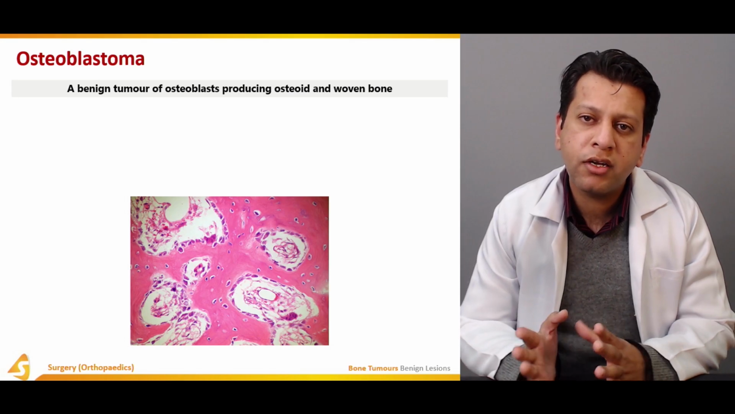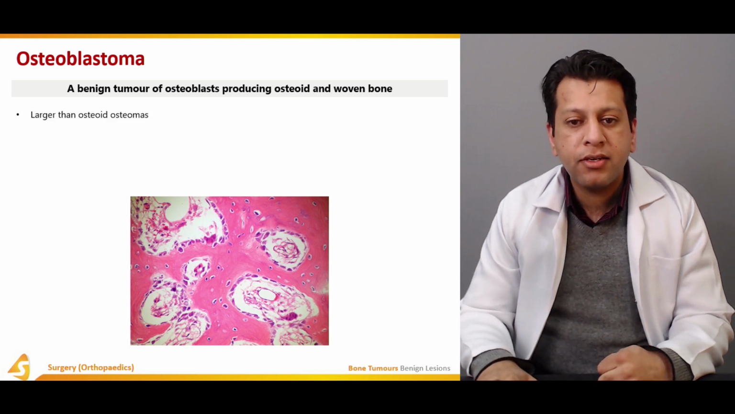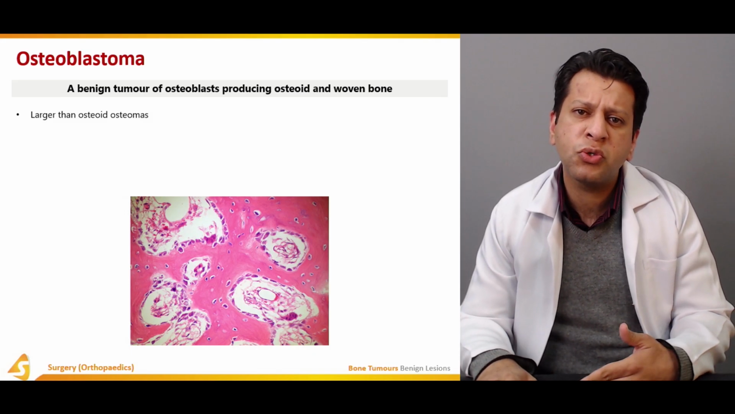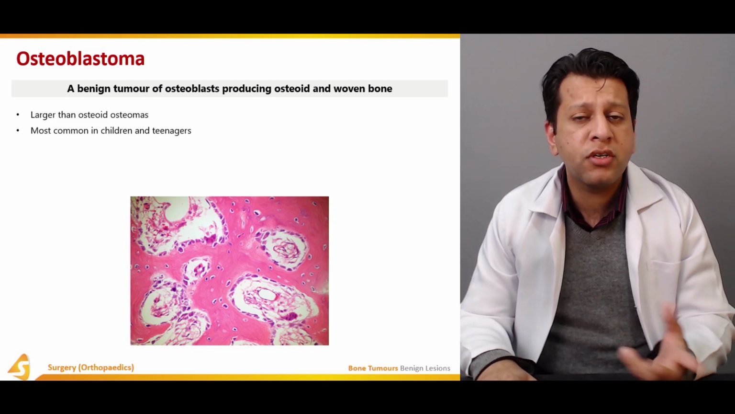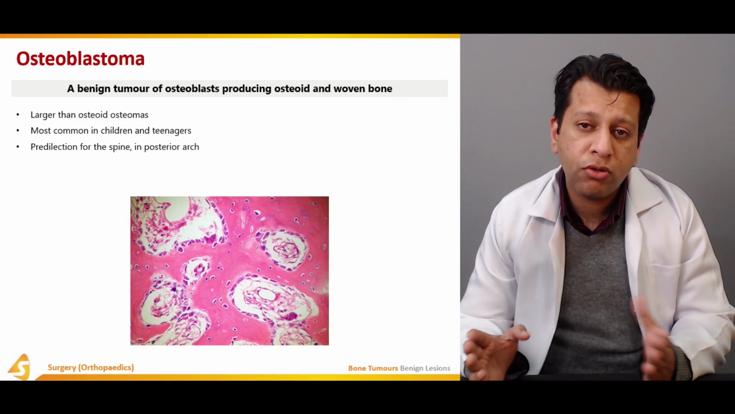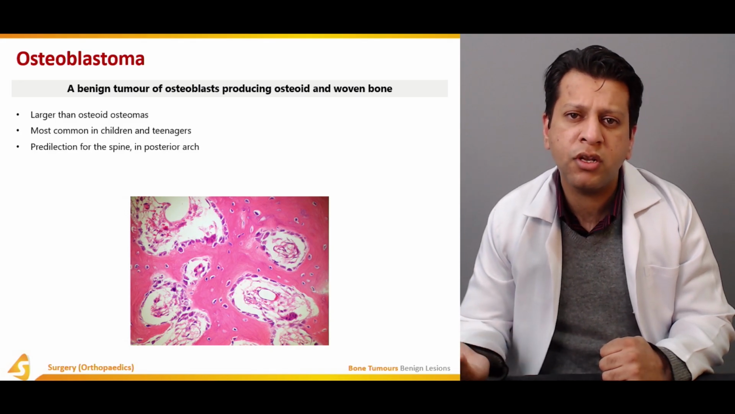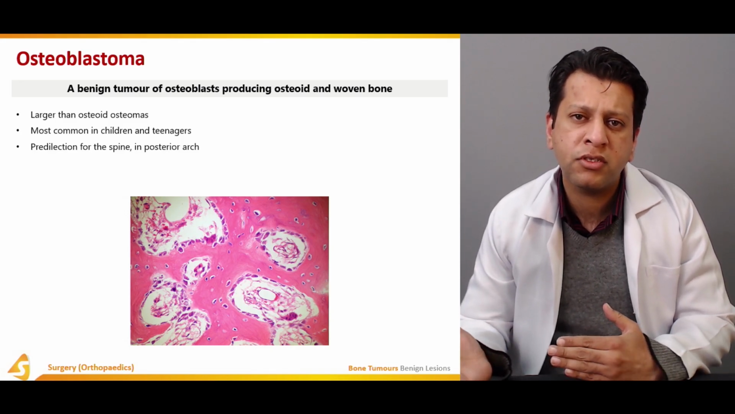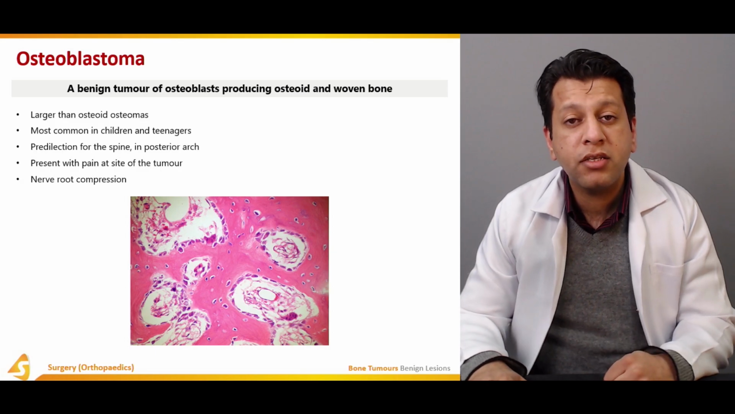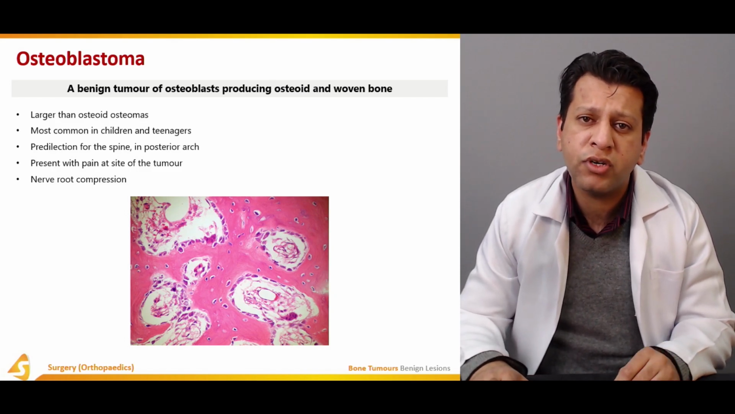osteoblastoma, most commonly it occurs in the spine region, and that is in the posterior elements of the spine. They are usually larger; 1.5 to 2 centimeters is the upper limit for osteoid osteoma, but these lesions are usually more than 2 centimeters. They are more common in children and teenagers, with a predilection for the spine, especially the posterior elements. Although osteoid osteomas can also be present in the posterior aspect of the spine, there is much less likelihood compared to osteoblastoma. They usually present with pain inside the tumor and may sometimes present with nerve root compression symptoms, with symptoms of sciatica and radiculopathy.